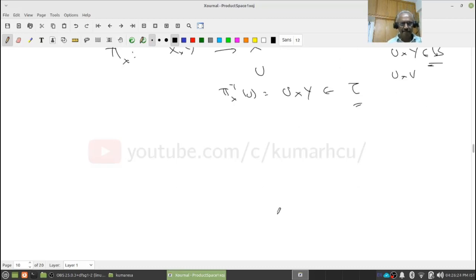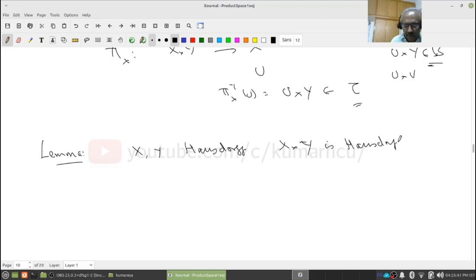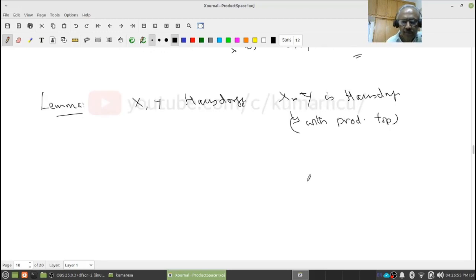Is that clear? So, to make sure that we understand how to work with that, let us prove a very small lemma. If X and Y are Hausdorff, then X cross Y with the product topology is Hausdorff. Whenever I say X cross Y, it will be with the product topology. Okay, so how do I prove that?